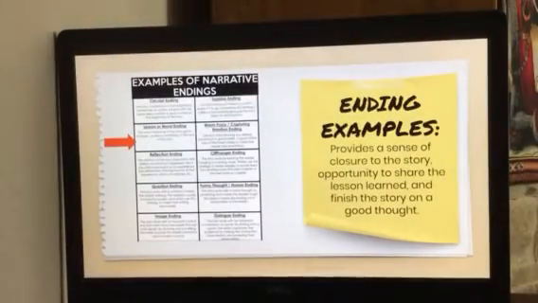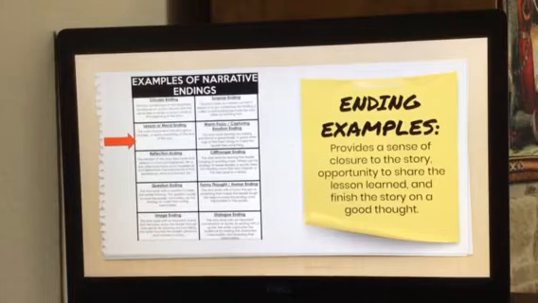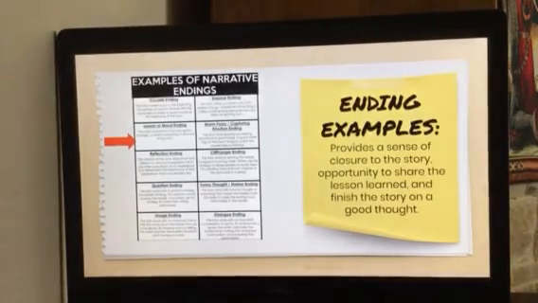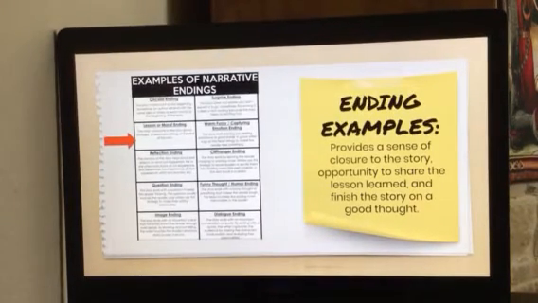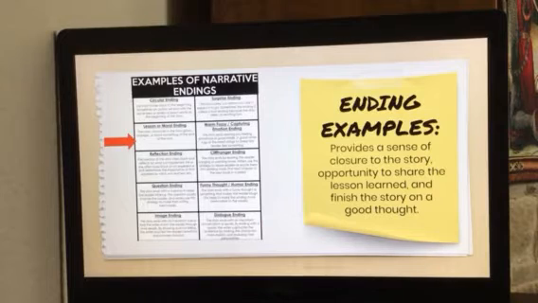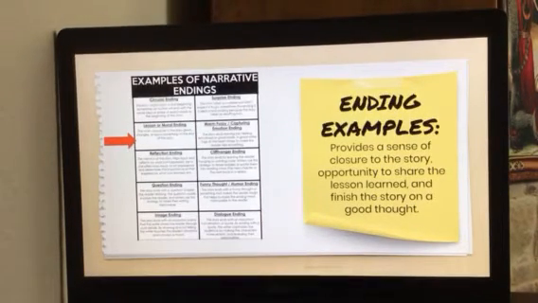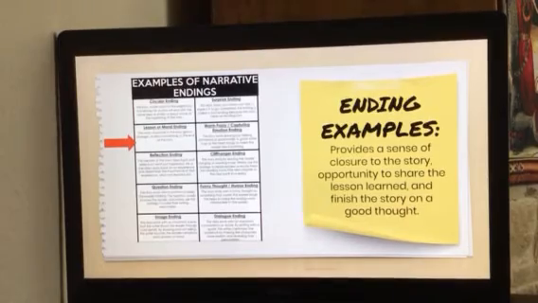All right, examples of narrative endings. One of the most common ones that we use is the lesson or moral ending. The main character in the story grows or changes or learns something by the end of the story. Ending examples provide a sense of closure to the story, an opportunity to share the lesson learned, and finish the story on a good thought. This paper is also from your writing binder, and in addition, the link is in the checklist.